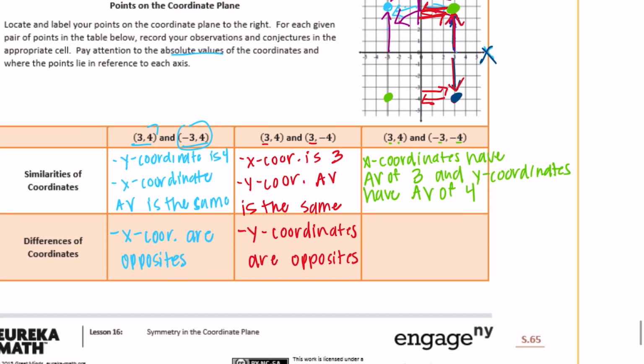Differences of coordinates. Well, one's 3, negative 3, and the other one's 4, negative 4, so they're both opposites of each other. So let's say both x and y coordinates are opposite numbers.